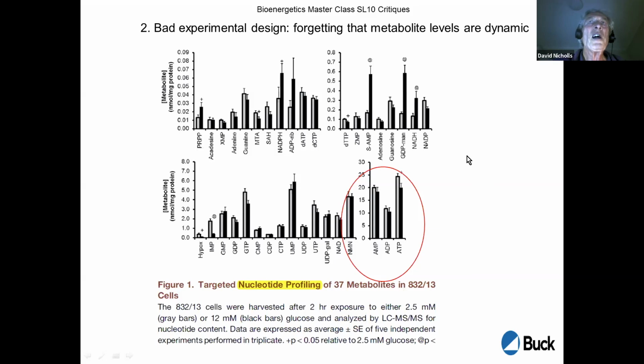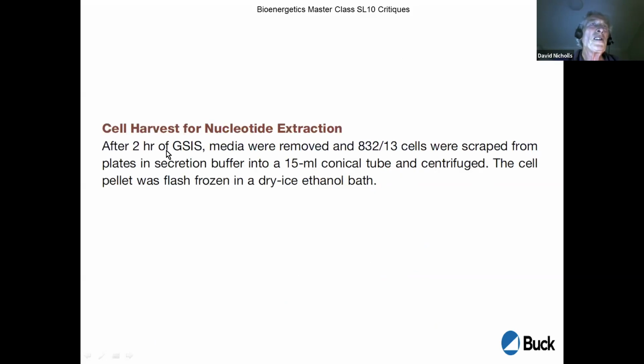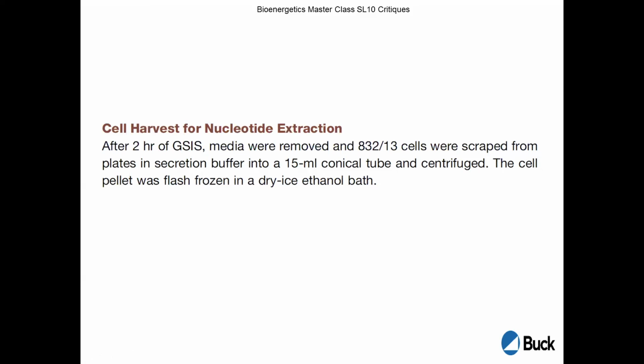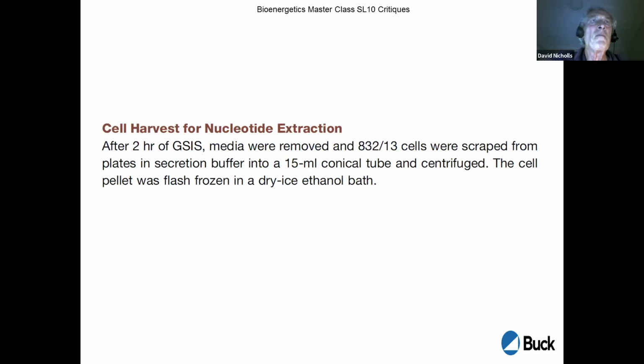So how did the cells die? You look at the methods. This is glucose-stimulated insulin secretion, so high glucose. The media removed, cells were scraped from the plates into a 15 mil conical tube and were centrifuged, probably for a couple of minutes. And then the pellet was frozen in a dry ice ethanol bath. That is, in the English expression, closing the stable door after the horse has died of old age, basically. So when you spin down into a pellet, the pellet goes anoxic, and any energy-dependent changes are collapsed.